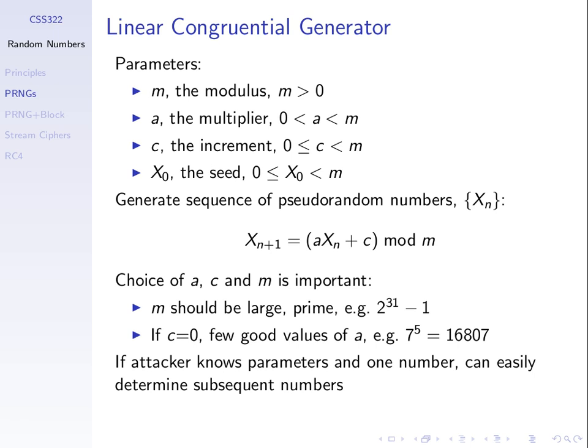And for the values of C and A, people have done some studies to find out what's good values. If, for example, C is 0, it makes life easy because you don't add anything. Then a good value of A, it turns out, 7 to the power of 5 turns out to be quite good, 16,807. So 16,807 times xn mod 2 to the power of 31 minus 1, try that and you'll get a long sequence of random looking numbers. So an example of a pseudo-random number generator.